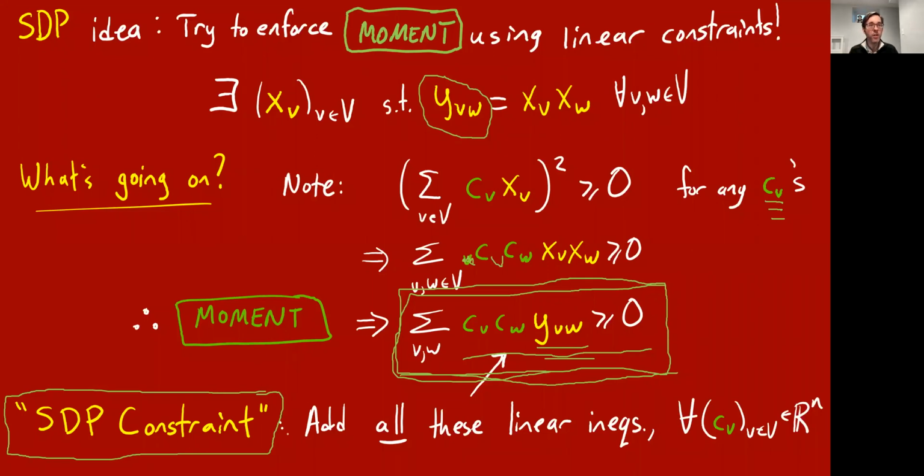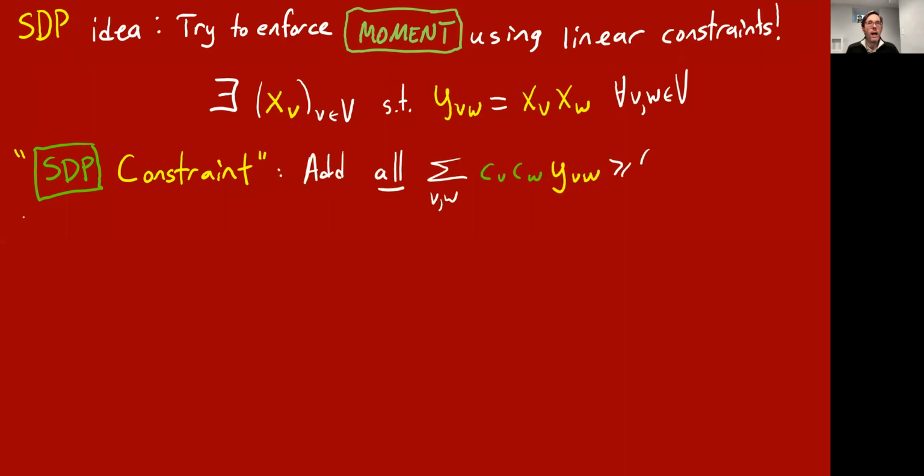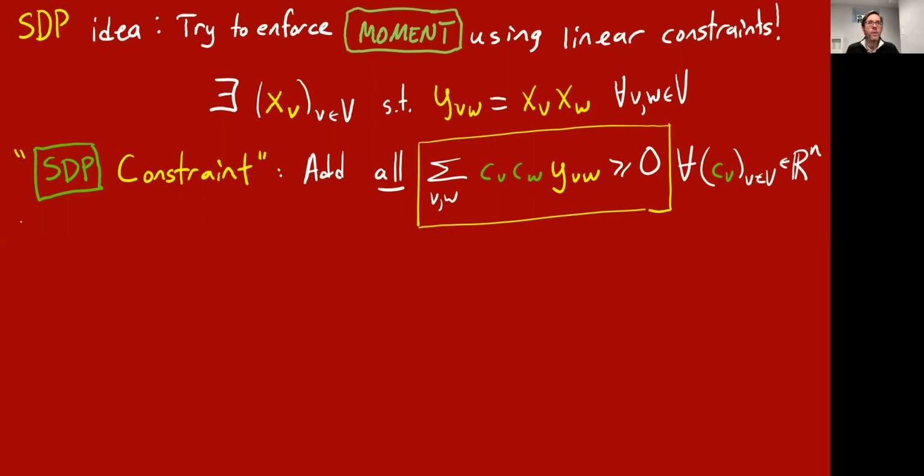So this SDP constraint is actually infinitely many constraints on the y's, linear inequality constraints, one for every choice of real vectors C, which are satisfied by any y's that satisfy the moment constraint. So this is what we're going to imagine doing.